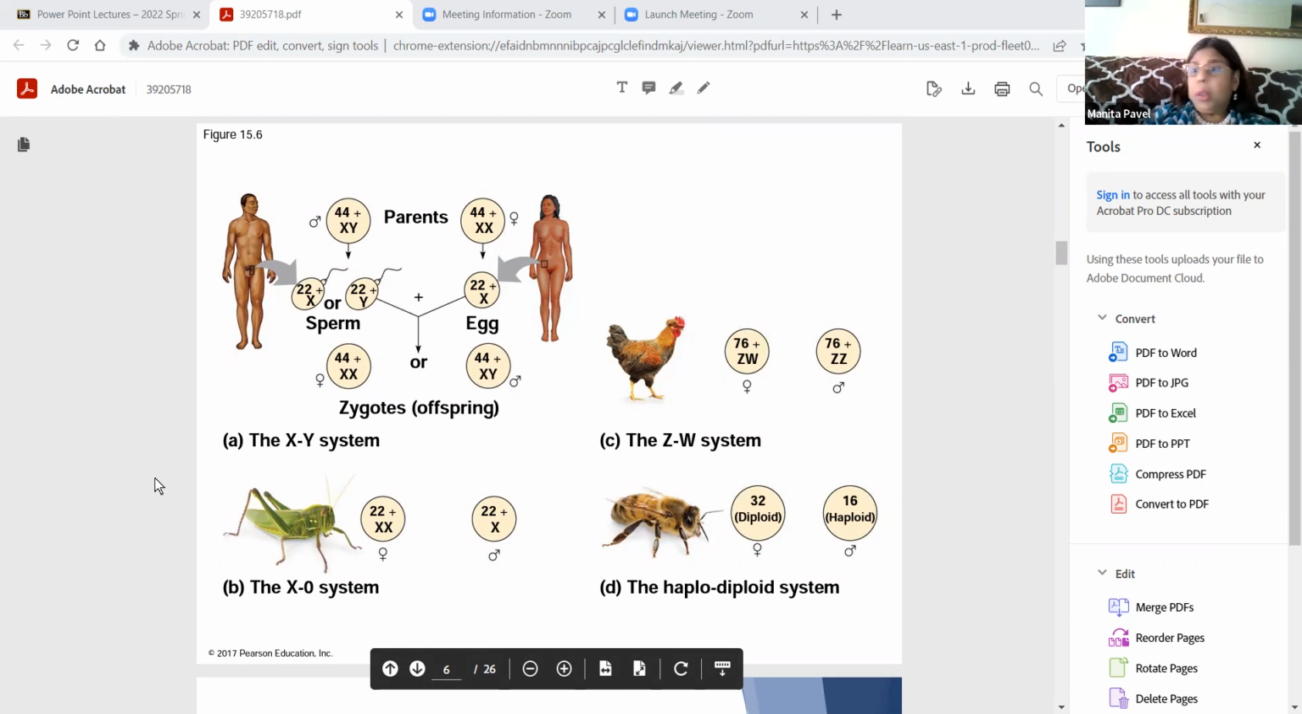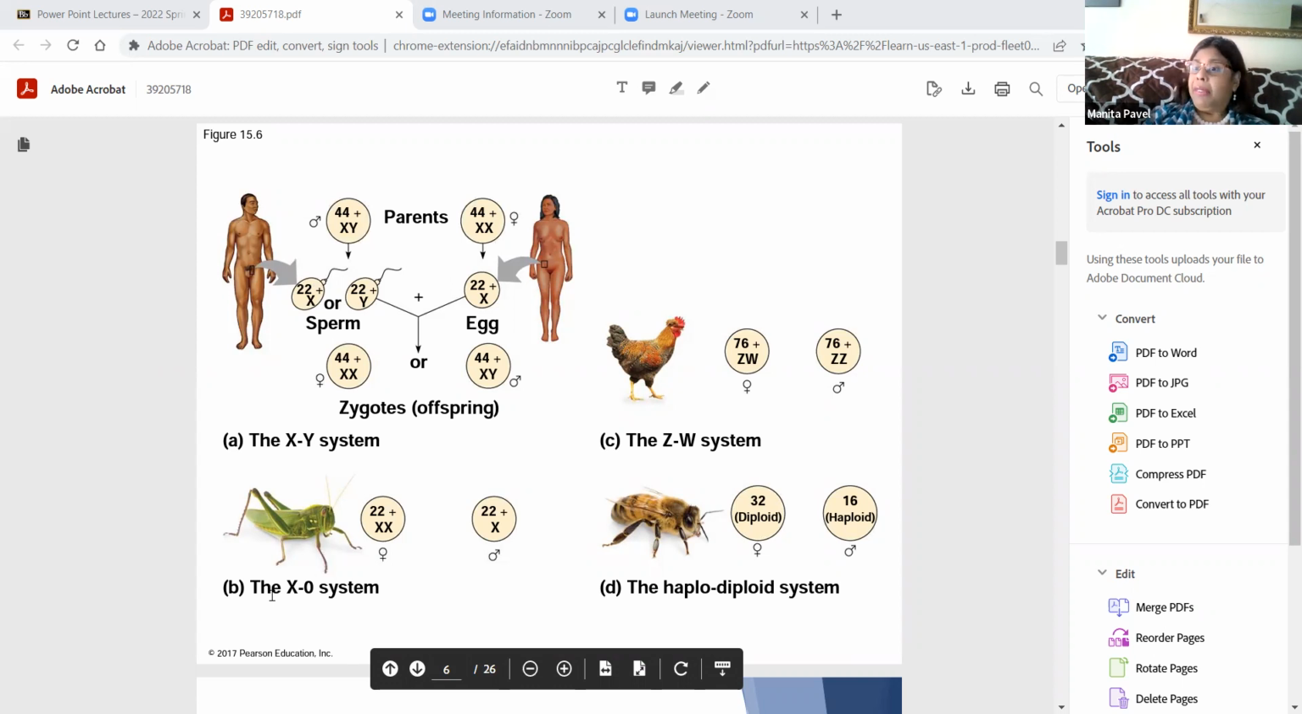So we just talked about the XY system, which is the system present in humans. We know we have 44 pairs of autosomes and just 1 pair of sex chromosomes. So males have the Y chromosome, so they have X and Y, and females have the XX chromosomes. That is what we refer to as the XY system present in humans.